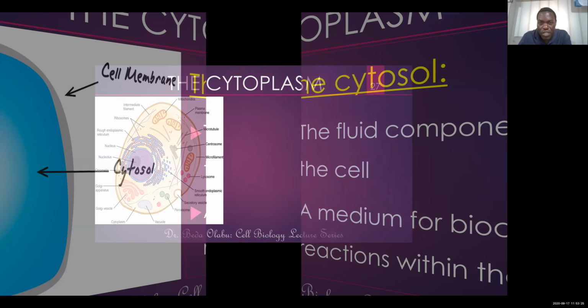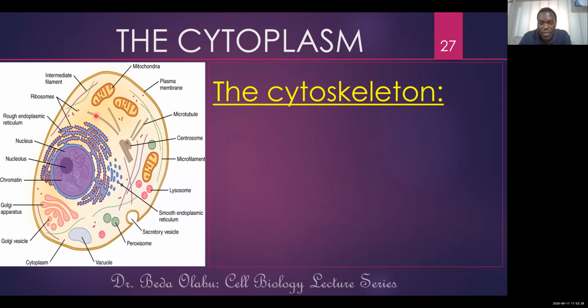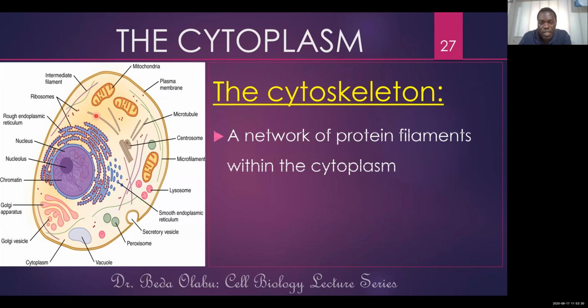The second component of the cytoplasm is the cytoskeleton. Cytoskeleton refers to a network of protein filaments within the cytoplasm. There are three types of cytoskeleton. We have what we call microtubules. Microtubules, as the name suggests, are tubular, but they are small, microtubules. In as much as they are small, they are the largest component of cytoskeleton.